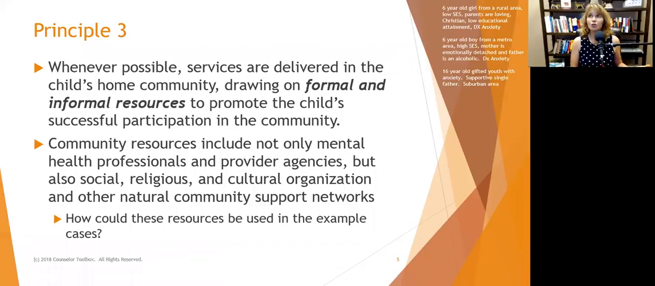For the 6-year-old boy from the metro area, what types of community services might be out there? What kinds of things might he be able to tap into, or his family be able to tap into, that might help him with his anxiety?